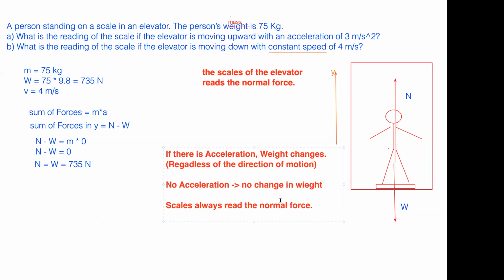And when we say change in weight, that doesn't mean the weight of the person. It's the weight that the person feels, because it's not like we're adding more meat to the person. It's just the way the person feels that will be changed, and we can detect that change using a scale. If there is no acceleration, that means motion is constant, or vice versa. If motion is constant, that means there is no acceleration. That means there is no change in weight.